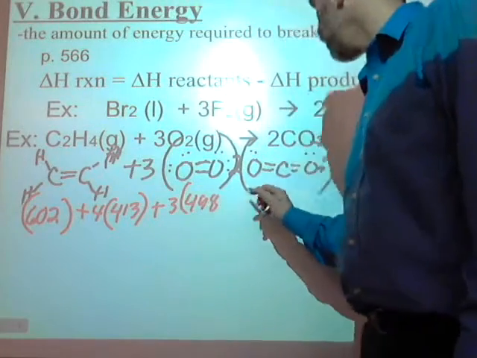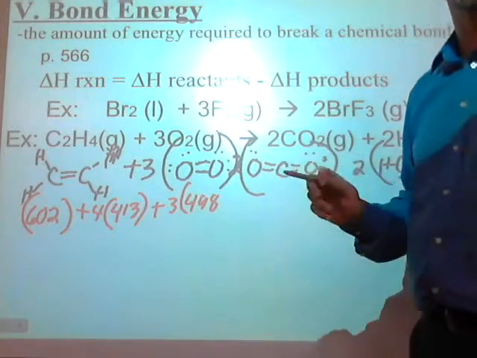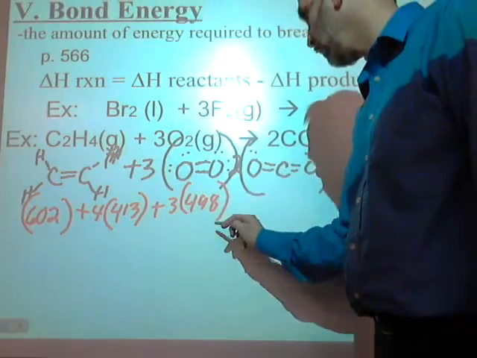Look at the asterisk when you get to the carbon double bond, carbon oxygen double bond and carbon dioxide. There's an asterisk next to it. See what that means. See if you know what that means.